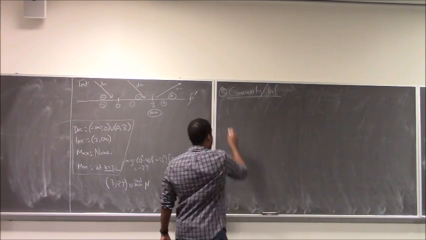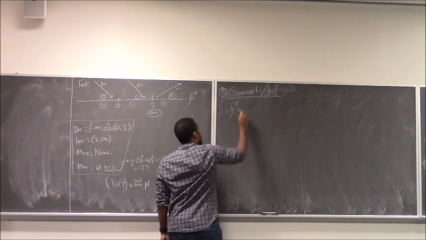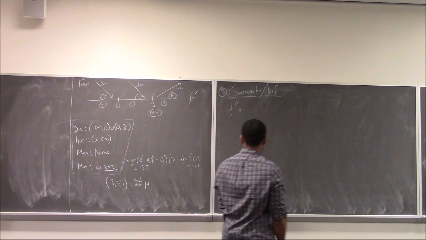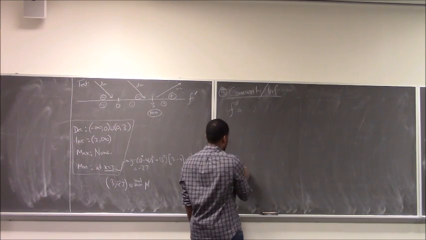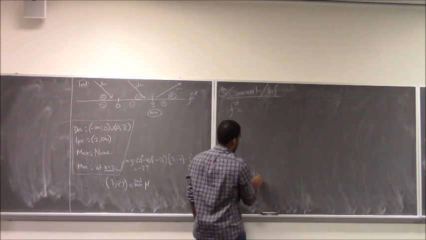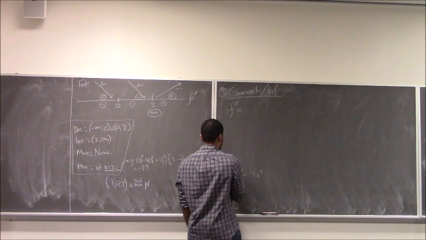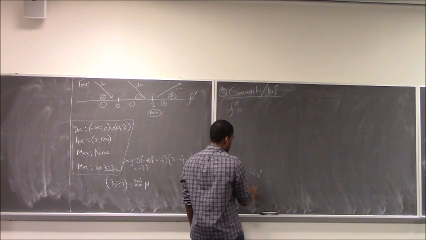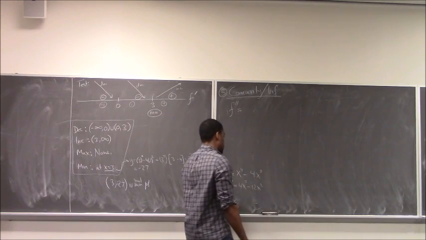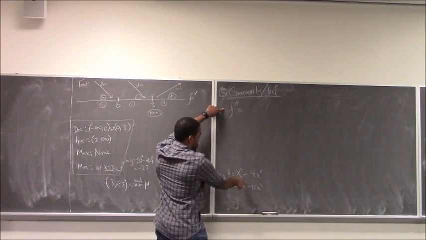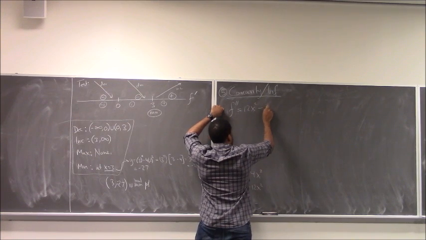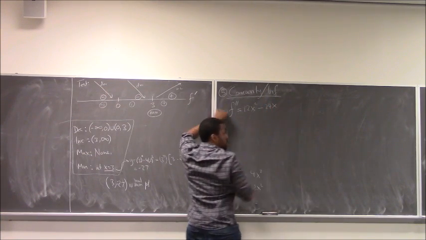Concavity and inflection points come from the second derivative. So we're going to examine the critical points of the second derivative. The function was x to the 4th minus 4x cubed, and the first derivative was 4x cubed minus 12x squared. And so the second derivative is going to be 12x squared minus 24x.